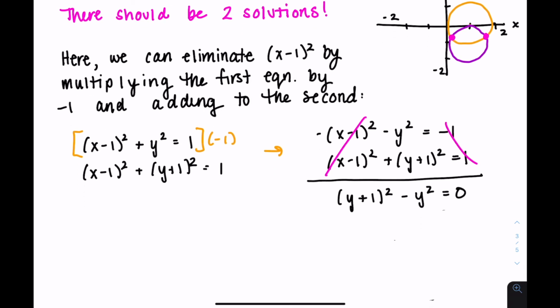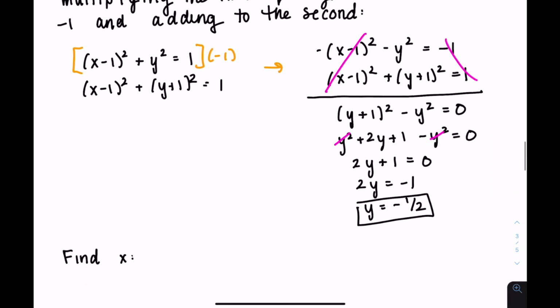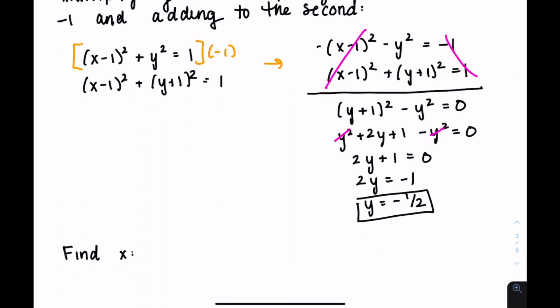So now I need to solve this resulting equation, and the only way I can do that is by expanding this out. So you FOIL it, now some nice stuff happens because our y squareds disappear. So I need to solve 2y plus 1 equals 0, which is just 2y equals negative 1. And that tells me my y is going to equal negative 1/2.